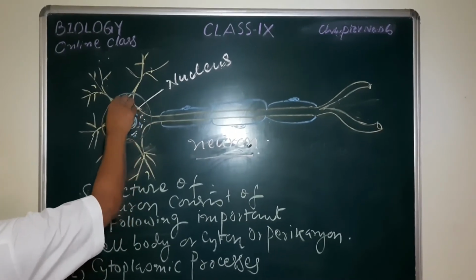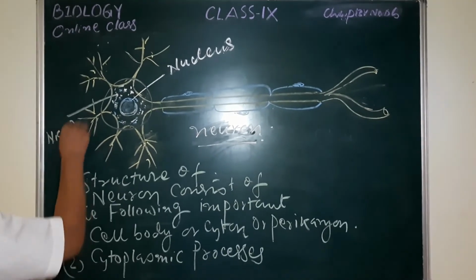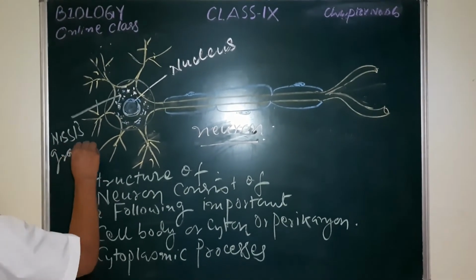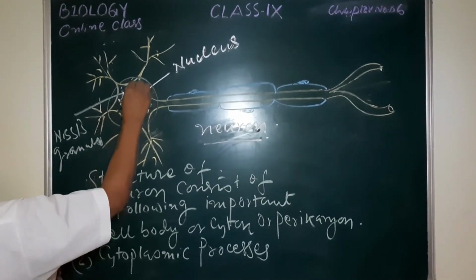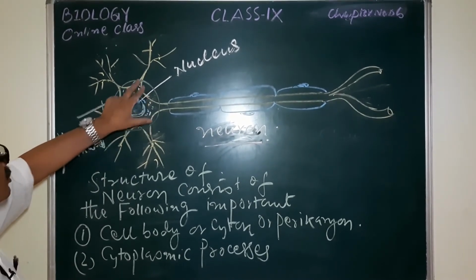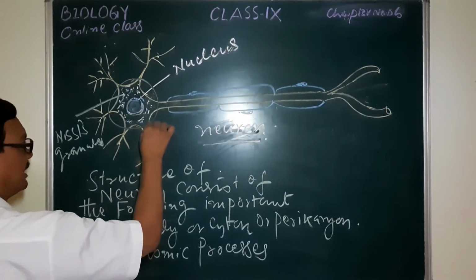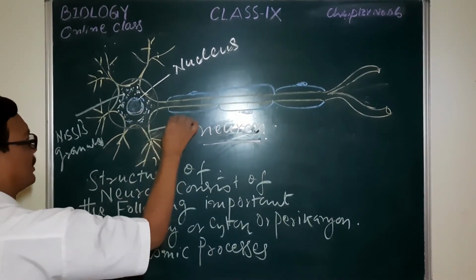the Nissl's granules, and the other things of the cytoplasm. From this cytoplasm, there are two processes. The first process is here, which you are looking at. This is known as dendron.